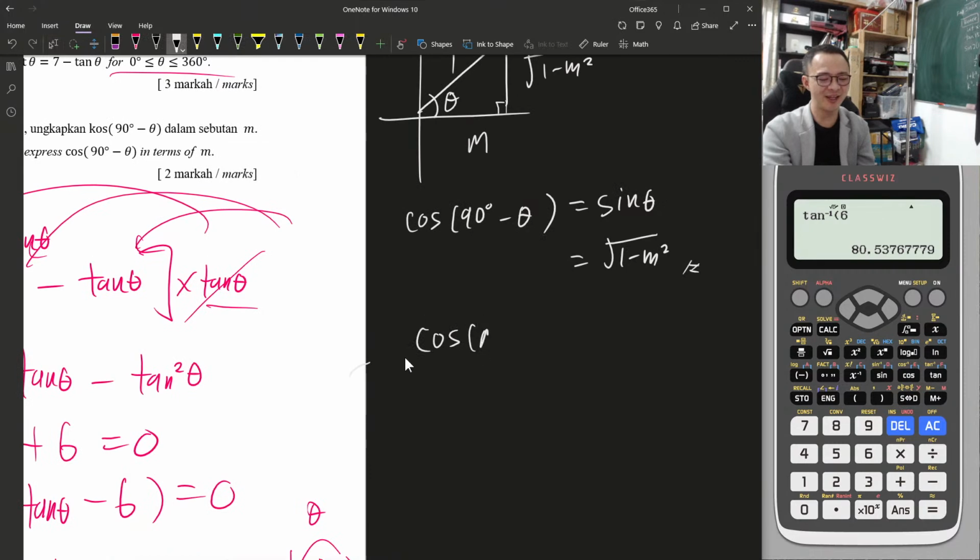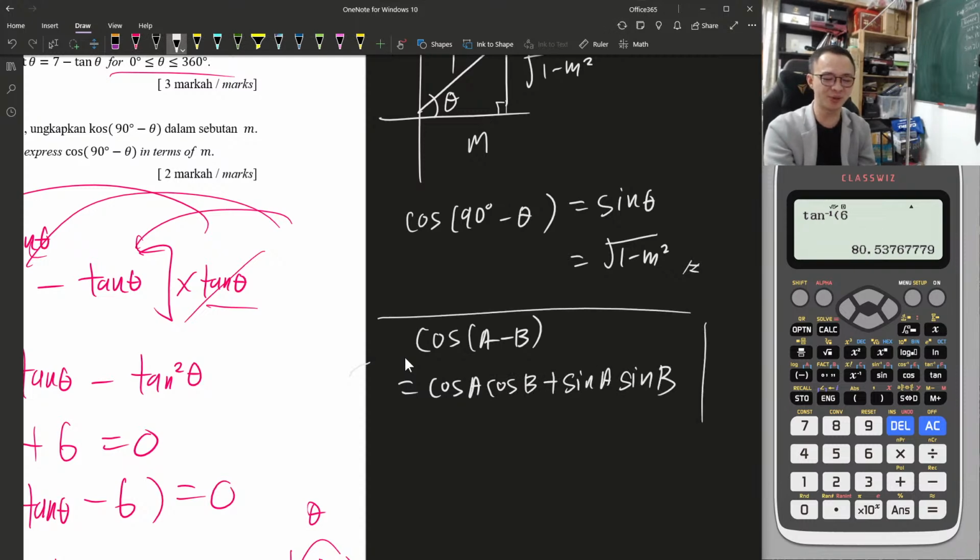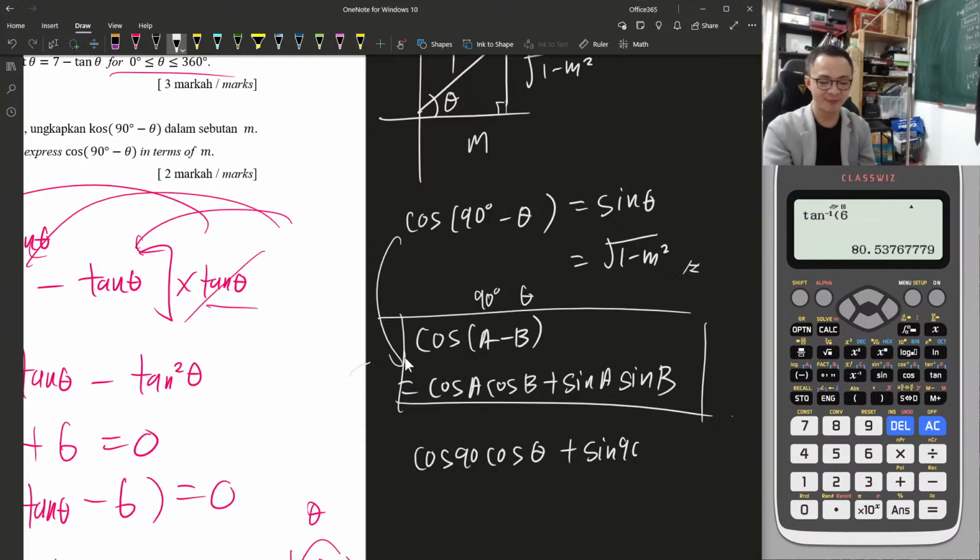Cos A minus B tells us what? Cos A cos B plus sin A sin B, isn't it? Yeah, you can use this formula for this question, but for 2 marks, I doubt I will use this method. So my A is 90 degrees, my B is theta. So it's cos 90 cos theta plus sin 90 sin theta.